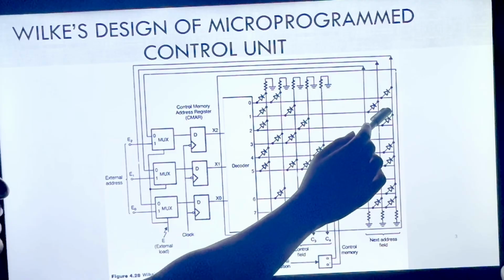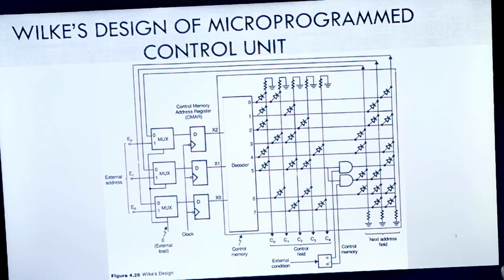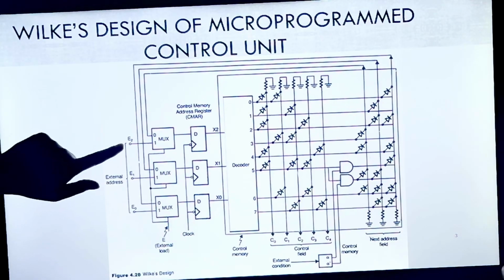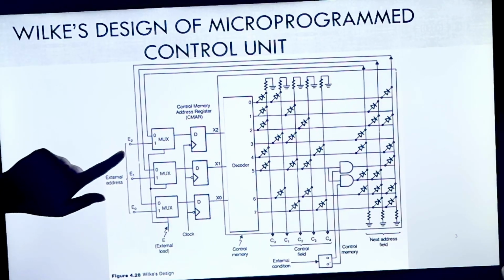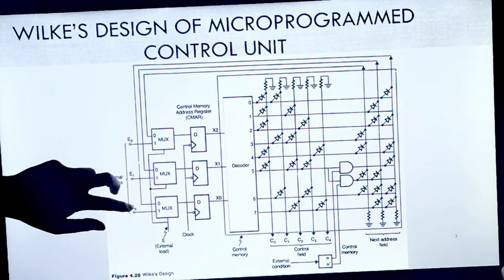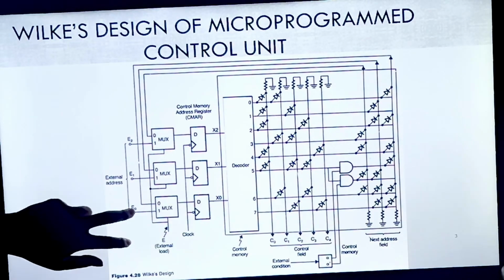Say after state number 1 you want to go directly to state number 7 for some reason. So you have to put the address for 7 here. If you give 1 1 1, then you will go to 7. Say you need 6, so what will you do? 1 1 0, it will go to 6.